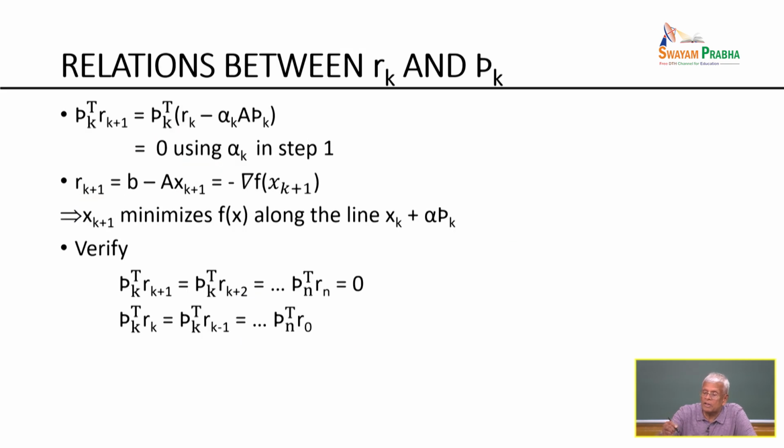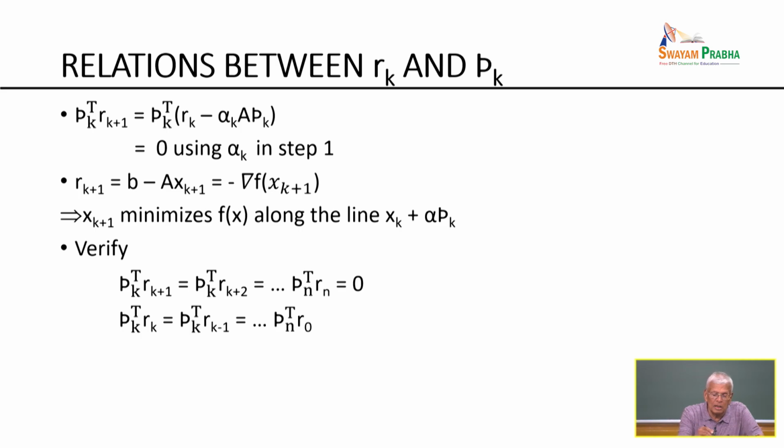Now, the relation between r k and p k. Please remember, in the case of a gradient method, there is no p k, there is only r k. We showed that r k plus 1 is perpendicular to r k. Here, r k gives you the direction of the negative of the gradient, p k gives you the conjugate direction. So, we want to understand the relation between r k and p k.